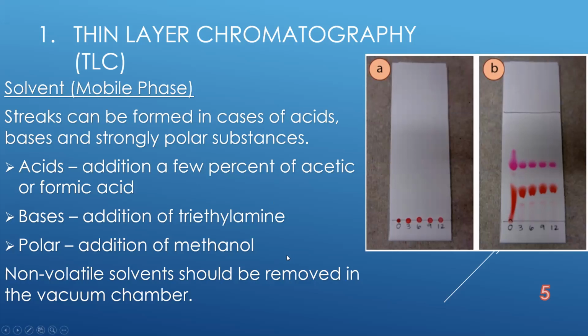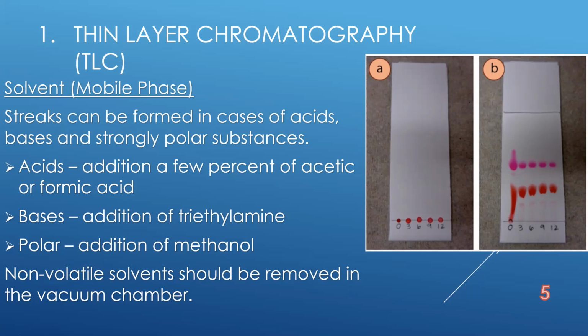Adding a few percent, for example, of acetic or formic acid to the solvent can correct streaking when we are dealing with acids. Similarly, for the bases, adding a few percent of triethylamine can improve the result, and for polar compounds, adding a few percent of methanol can also improve the results.